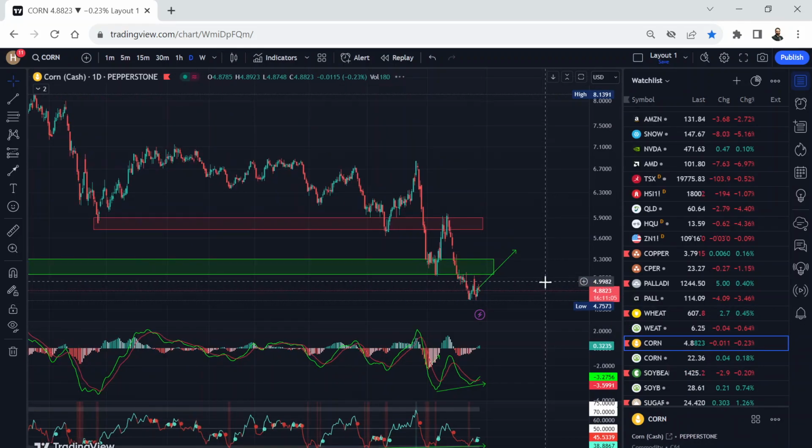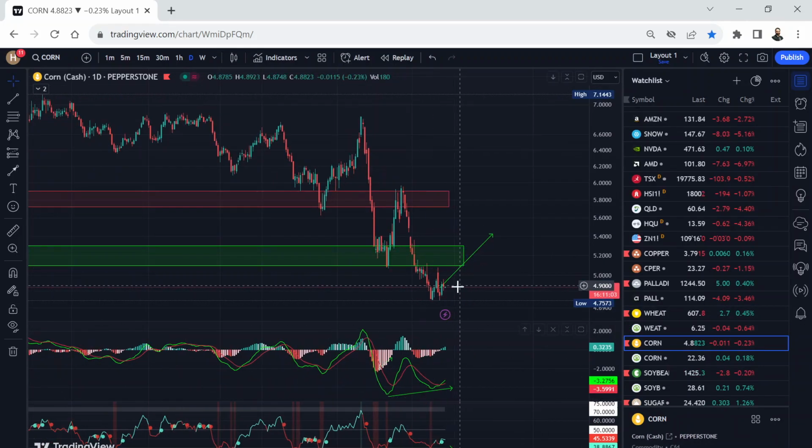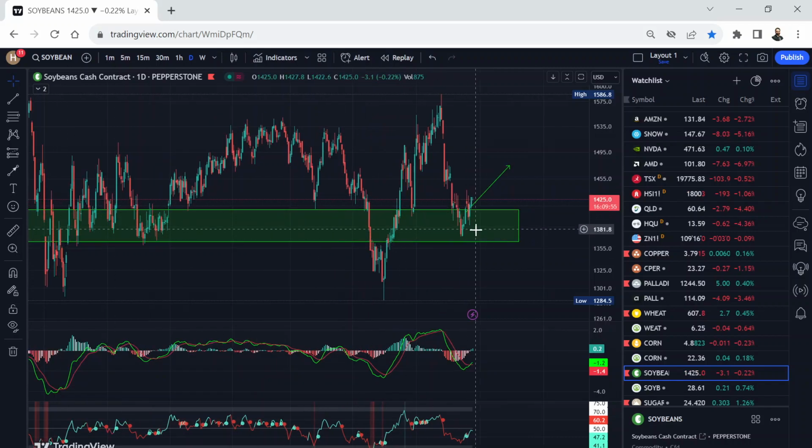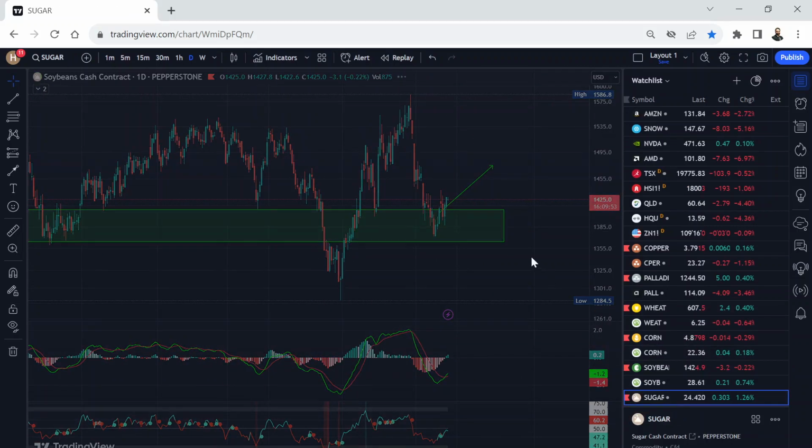Corn is struggling to go above, but you can see new lows with higher momentum on PPO and RSI, so I think that's telling me we're ready for a breakout. It's going to be an impulsive breakout anytime. Soybeans is in the buy zone here. This is where you want to buy soybeans.